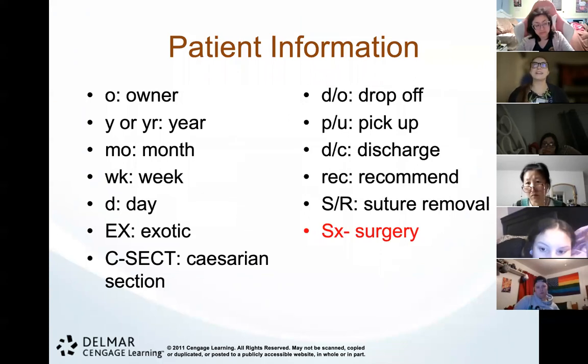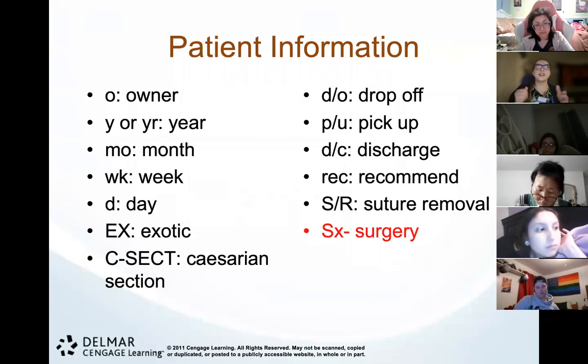We usually recommend that owners come back to do the suture removal anywhere from 10 to 14 days post-op procedure. We give them a little bit of a range because scheduling, sometimes we can't always exactly do 2 weeks. But traditionally it's 10 to 14 days.